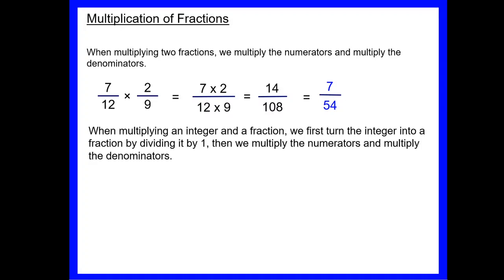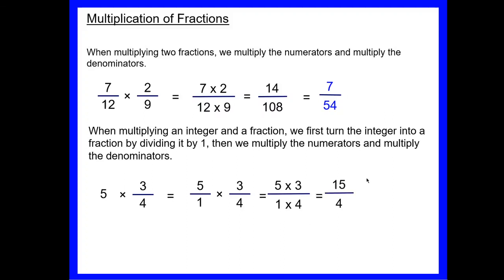Okay, another example then. If we want to multiply an integer and a fraction, we must first turn the integer into a fraction by dividing it by 1. And then we can treat them as two normal fractions. So here we have 5 times 3 out of 4. So our integer times by a fraction. So we're going to turn this integer into a fraction first by dividing it by 1. So there we are, 5 divided by 1. Now we can treat them as two normal fractions. So we multiply the numerators and we multiply the denominators. So 5 times 3 and 1 times 4. Well, 5 times 3 is 15 and 1 times 4 is 4.